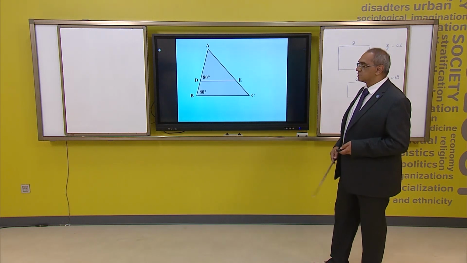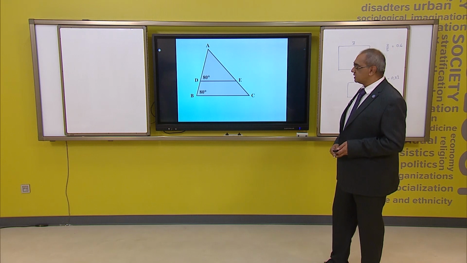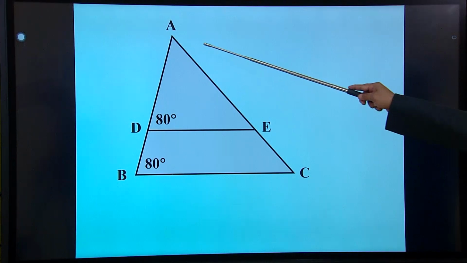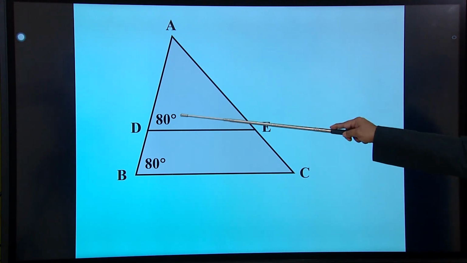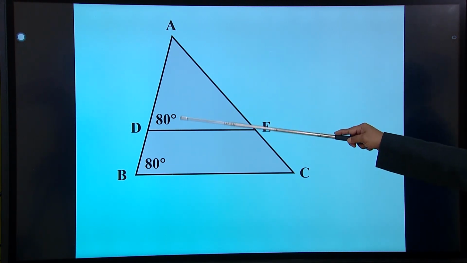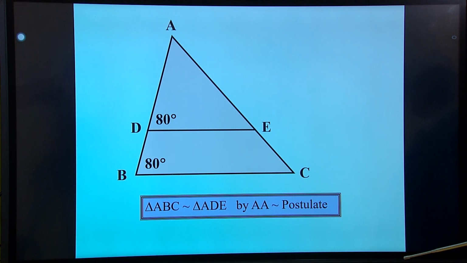If I have two triangles like this, can I say that ADE and ABC are similar? Yes, I can. Why? Because if I look at A is in both triangles, and D and B are equal. So I have two equal angles in both triangles, so I have angle, angle. And that means they are similar.